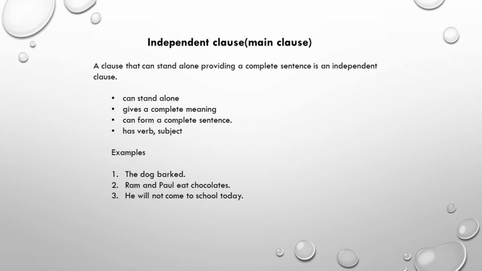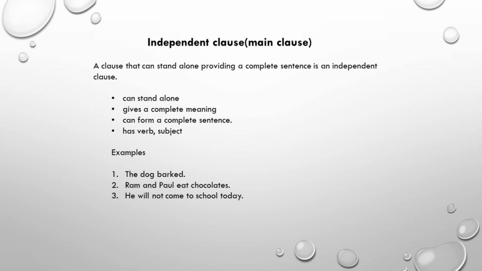The second one, Ram and Paul eat chocolates. In the clause you have a subject that is Ram and Paul. You have a verb that is eat. And this clause is giving a complete sense, thereby forming a complete sentence. So that's why this is also an example of independent clause.